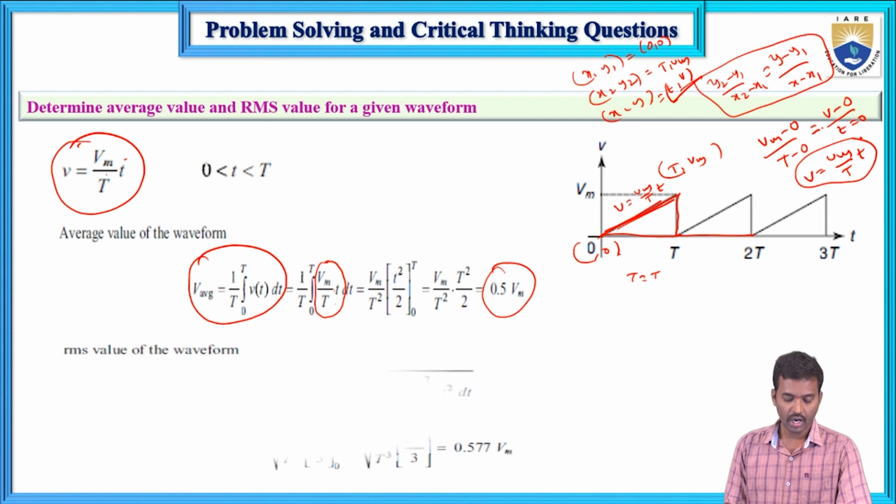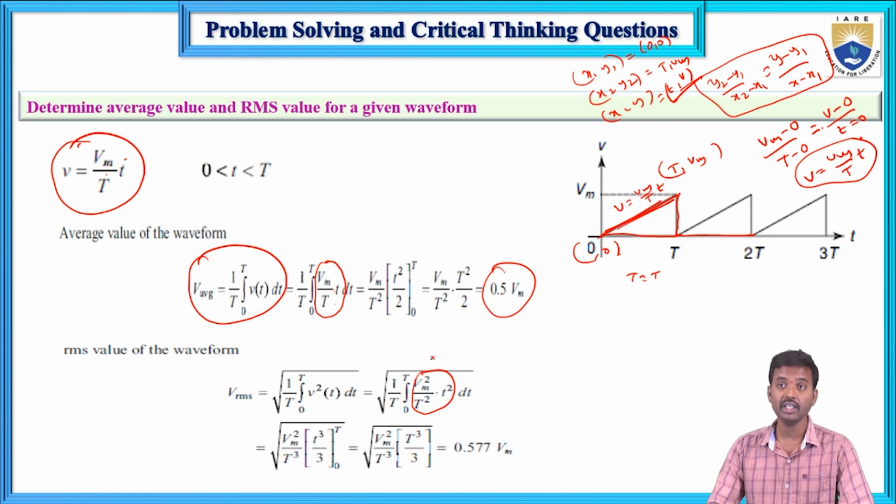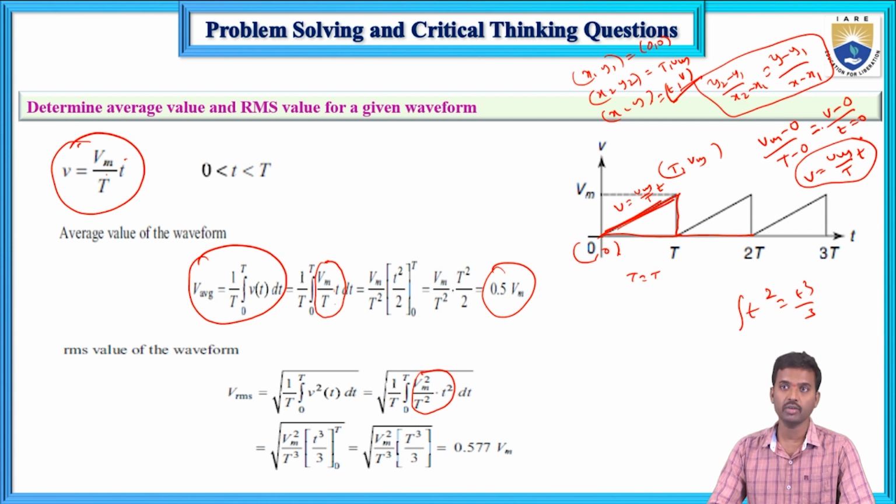Now the RMS value is the same thing. V RMS equals the square root of 1 by T integral of 0 to T V of t square dt. Here V of t means Vm by T into t, where capital T is the time period and small t is the time axis. So Vm square by T square into t square dt. If you simplify, the integral of t square is t cube by 3. T power n integrates to t power n plus 1 divided by n plus 1. So now t cube by 3, 0 to T: if you substitute, T power 3 in the numerator and denominator gets cancelled. So the final value is 0.577 Vm. Now next problem.